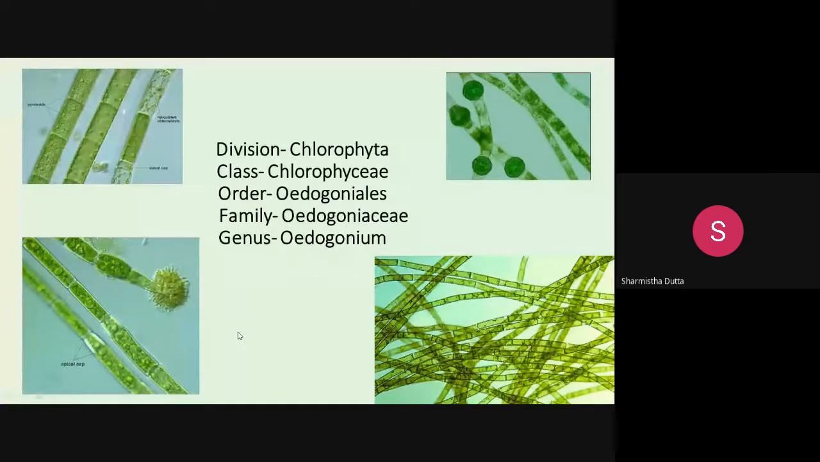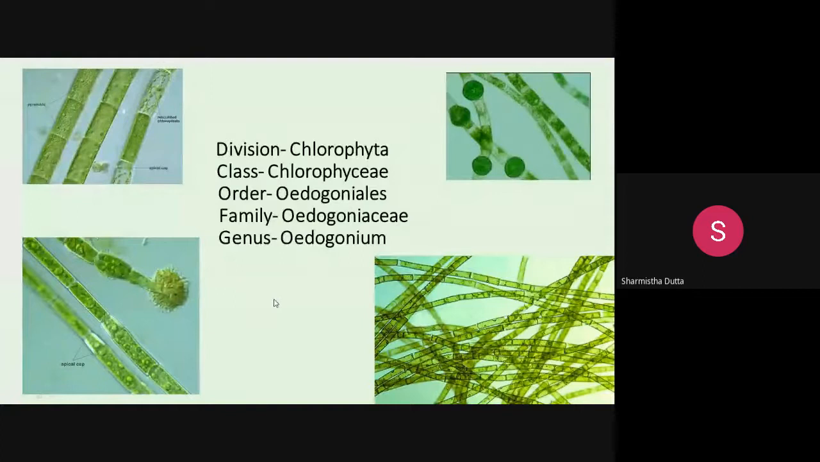So those who have just joined the class, for today's class, this is the first class, we will quickly summarize what we are studying today. The form which we are studying is called Oedogonium. Those who have not taken down the classification, please take it down quickly. The form Oedogonium belongs to the class Chlorophyceae, that is green alga. Division Chlorophyta includes all green algae, and it belongs to the order Oedogoniales, family Oedogoniaceae, and genus Oedogonium.